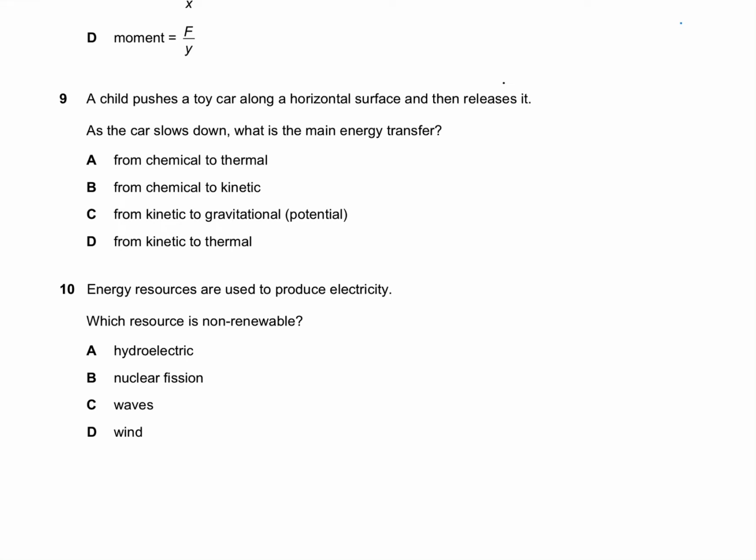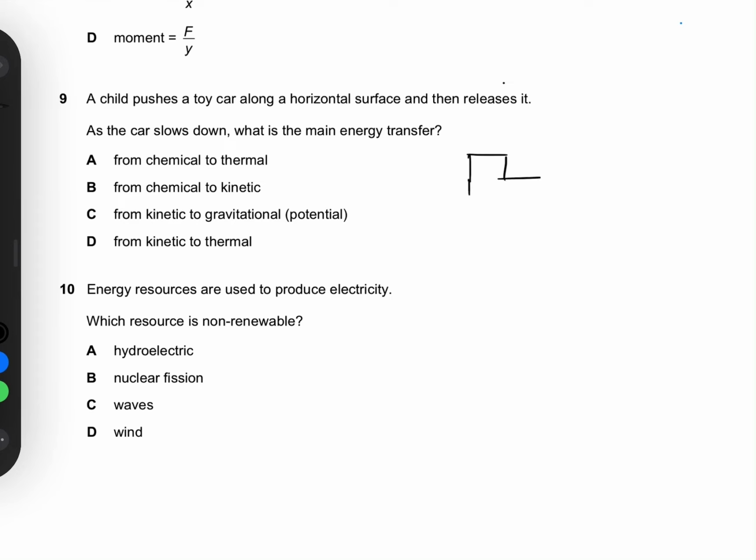It says a child pushes a toy along a horizontal surface and then releases it. The car slows down. What is the main energy transfer? Okay, so imagine a car that is moving already. Something that is moving obviously has kinetic energy, right? So this is the toy car. It's moving with velocity, and we know that kinetic energy is equal to half mv squared. All of this is just irrelevant information.